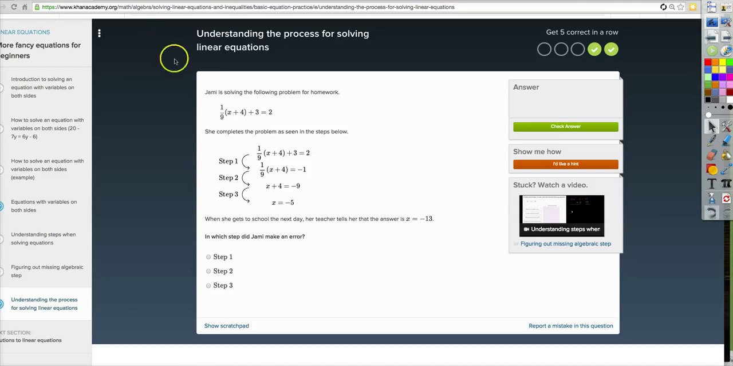So Jamie is solving the following problem for homework. She completes the problem as seen in the steps below. When she gets to school the next day, the teacher tells her that the answer is x equals negative 13. Where did she mess up?